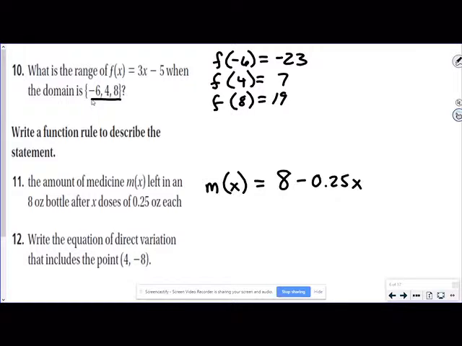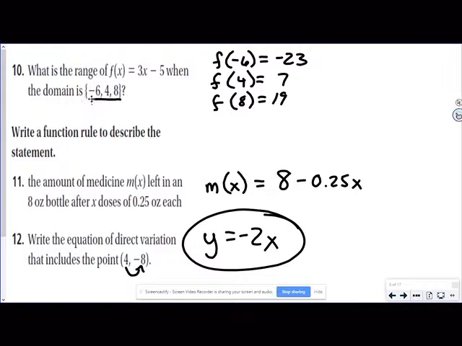And finally, for 12, write an equation for direct variation that includes the point 4, negative 8. We always start off with y equals. And to get to negative 8 from 4, we multiply by negative 2. So y equals negative 2x.